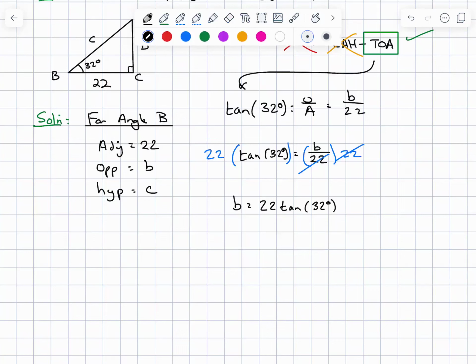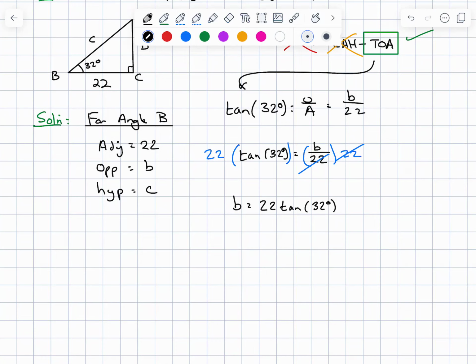And I know that looks weird, but remember, tangent of 32 degrees is just a number. So really all I'm doing is I'm taking 22 and I'm multiplying it by like 0.6-ish, right? 32 degrees, that's a little bit more than 30. Yeah, about 0.6.